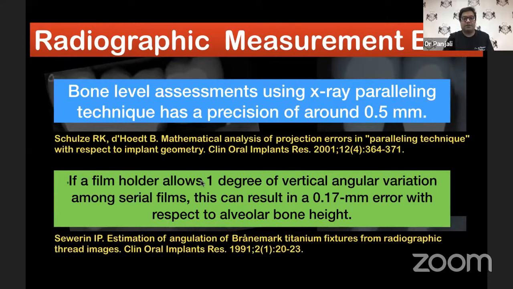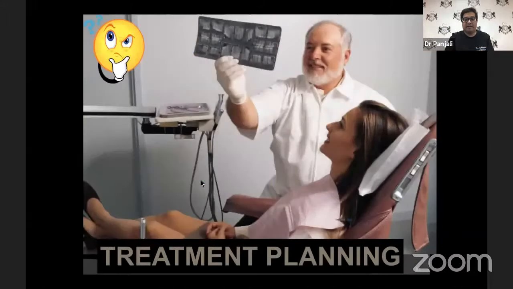Bone level assessment using an X-ray with a paralleling technique has a precision of right about 0.5 millimeters, which is pretty accurate. But if the film holder is inclined by about a degree, you can get an error of about 0.17 millimeters. So keep that in mind.